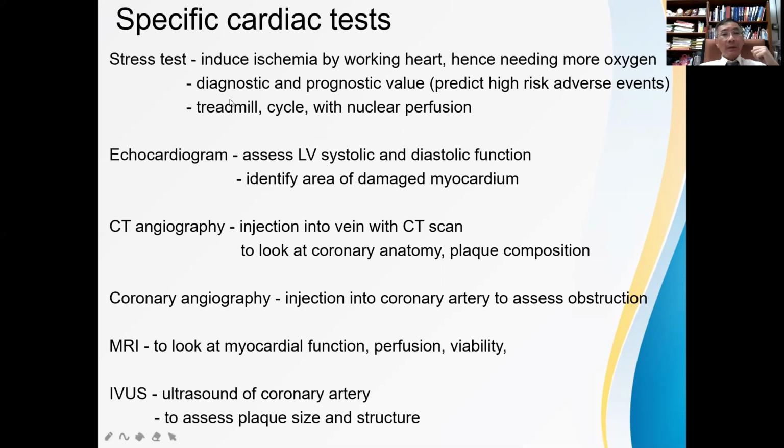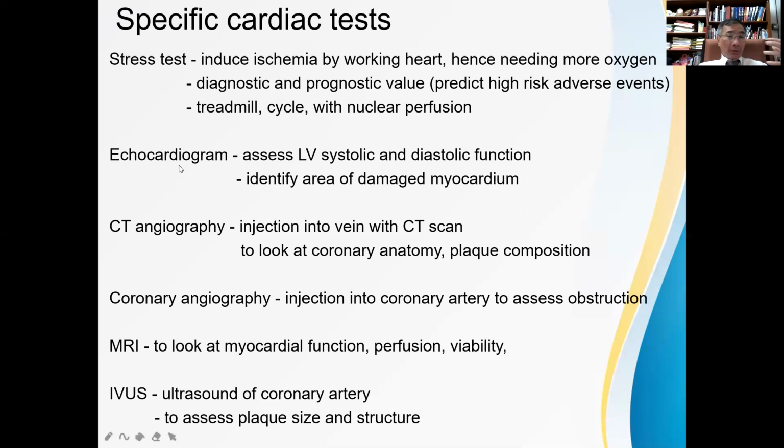The stress test can be done by walking and running on a treadmill, by riding a bicycle, and sometimes there's an addition of nuclear dye injection into the patient for these nuclear particles to light up parts of the heart so that you can tell the function of the heart and which parts of the heart in particular are short of adequate blood flow.